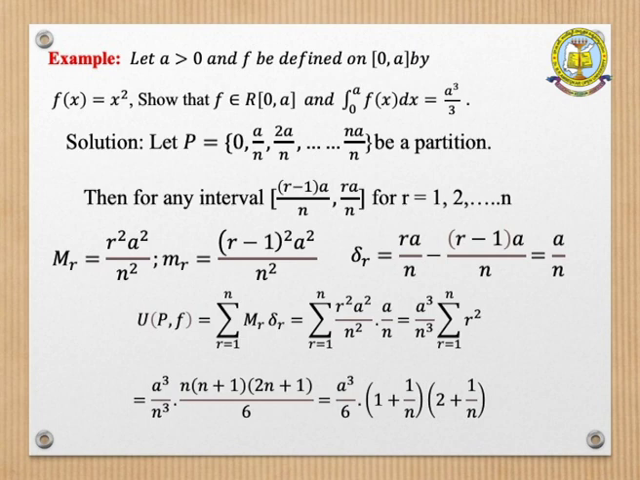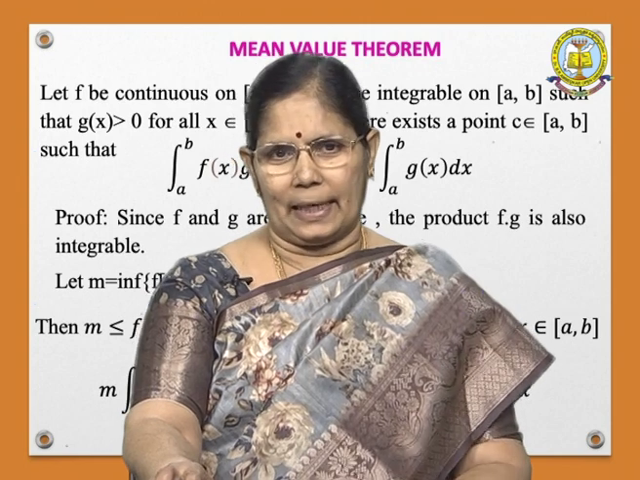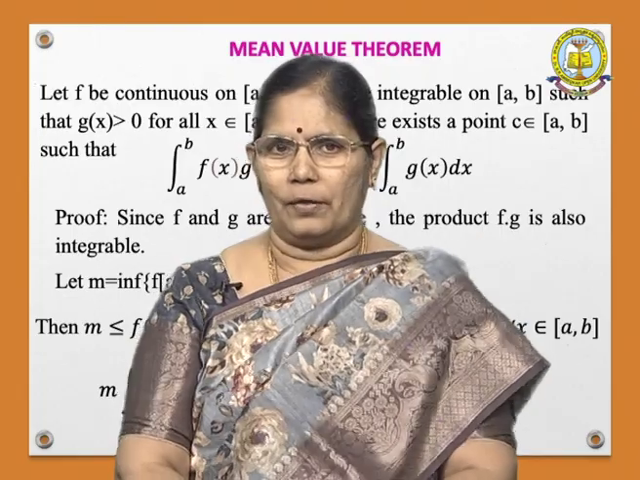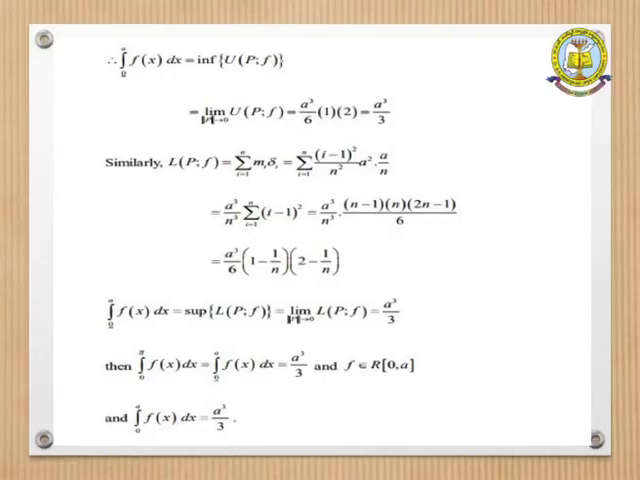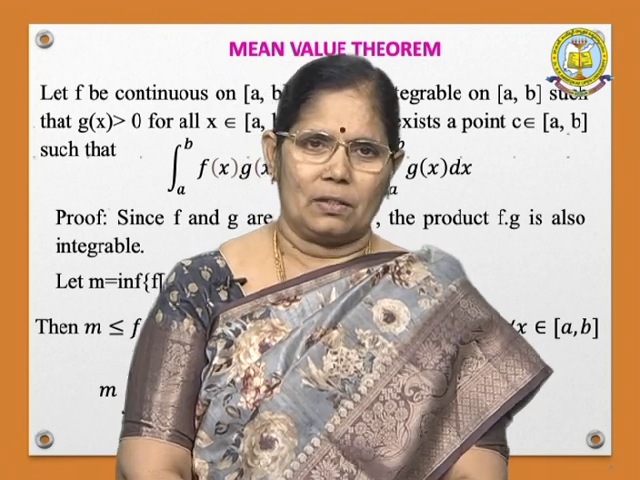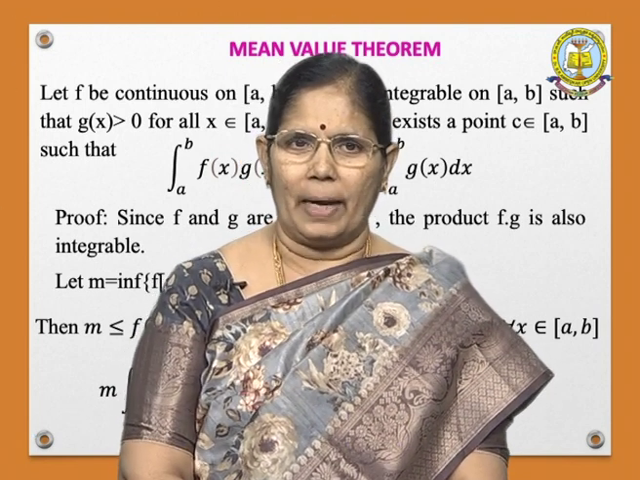Now, you have to find the upper integral from 0 to a of f of x dx, which is nothing but the limit as n tends to infinity of the infimum of U(P, f). So, if you find the limit as n tends to infinity of a cube by 6 into n into n plus 1 into 2n plus 1 by n cube, that we get as a cube by 3. In a similar manner, we can compute L(P, f), which will also be equal to a cube by 3.